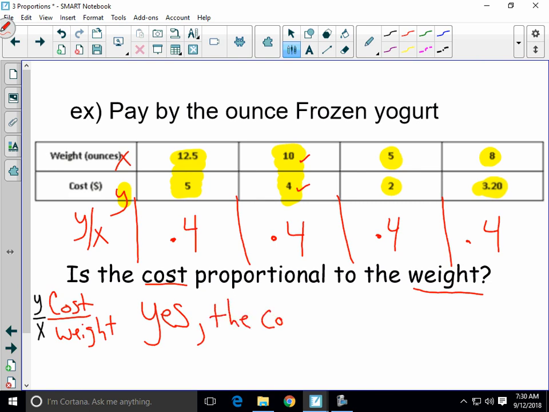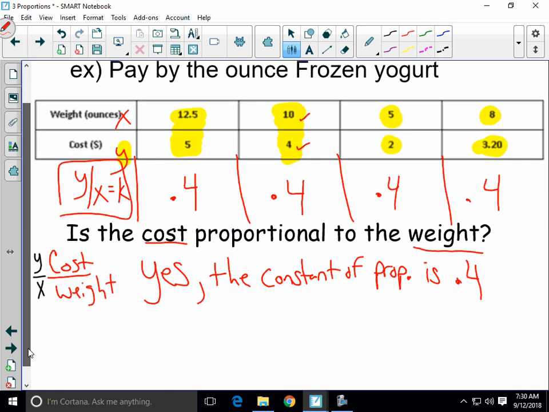The constant of proportionality is 0.4. Or we say that k is 0.4. Yes, I should say y divided by x equals k up in that table. So y divided by x equals 0.4.